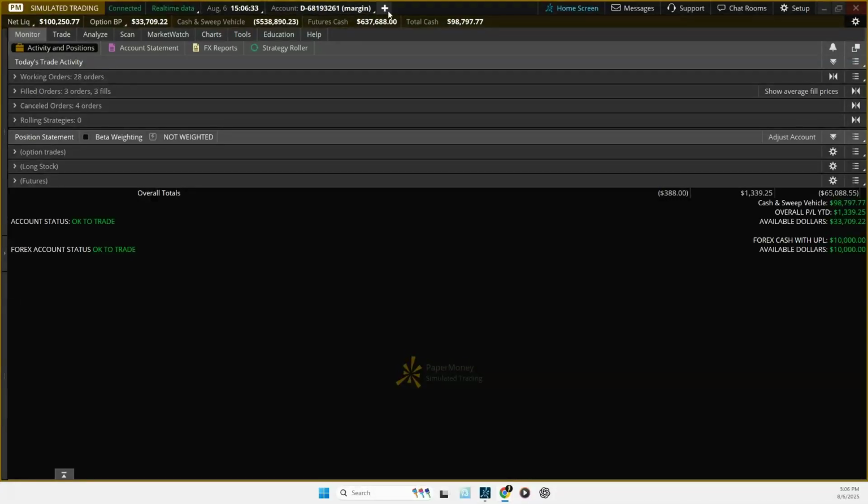The account, you can add some accounts. Home screen, which I think brings to a website on a browser. Messages, support, which I highly encourage using. Chat rooms, setup. You can change things around here. Look and see what you can change. Also, right here, anytime you see these gear icons like that, you can change things around. All right, so that's the very top.